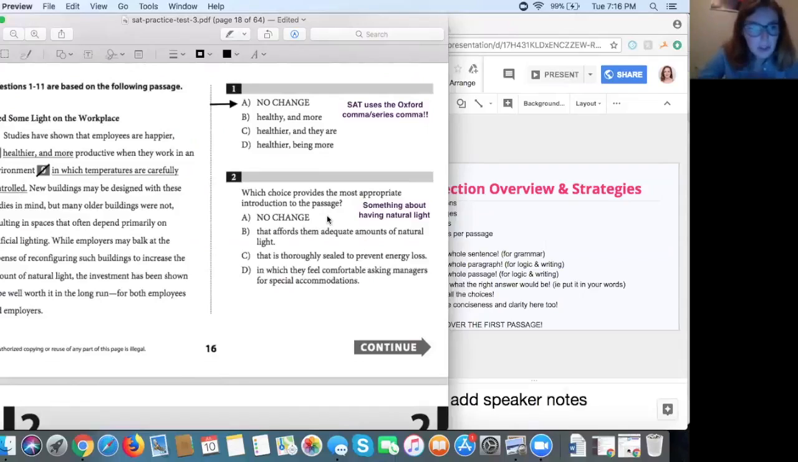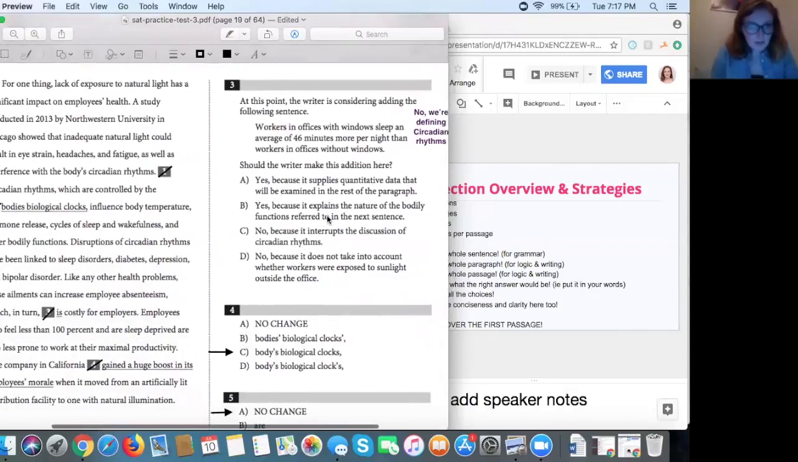So if I go through in which temperatures are carefully controlled, that affords them adequate amounts of natural light, that is thoroughly sealed to prevent energy loss, or in which they feel comfortable asking managers for special accommodations. I'm sure that A, C, and D are all accurate. I'm sure that there could be some kind of study on those things, but anything besides B would be functioning as a non sequitur, even if it doesn't appear that way at the beginning of the paragraph. Let's go on to the next one.